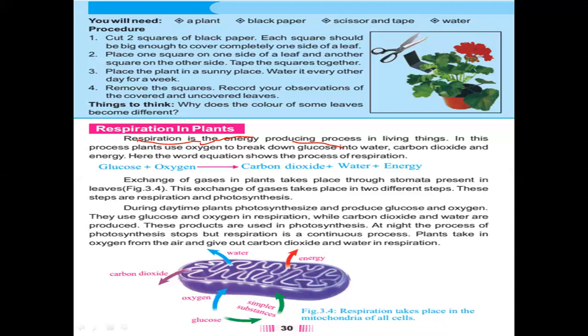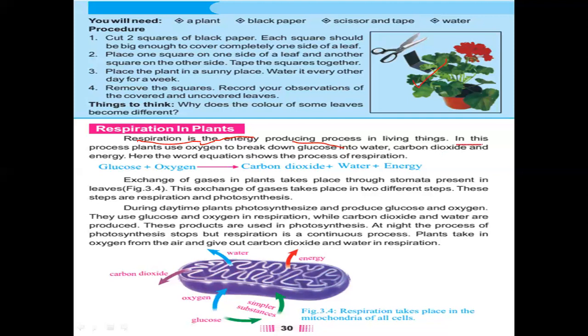So what happens in the plants? In the plants, respiration is done throughout the day and night as well. But in the daytime, photosynthesis is done in more amount. That's why we cannot study respiration properly in the daytime, because here its total amount is less as compared to photosynthesis. But because plants are living organisms, they respire 24 hours, day and night.